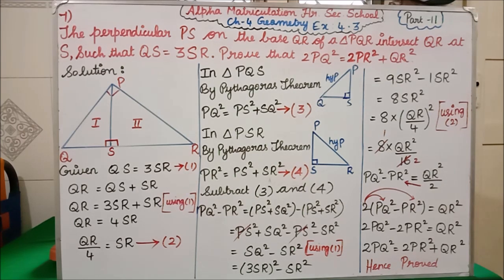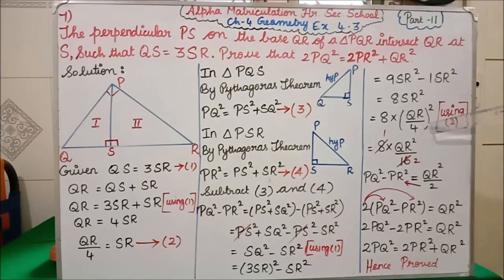If you square 3, what do we get? 9SR square minus, here nothing is there, means 1SR square. So 9 minus 1 is 8SR square. Clear students? Now 8 into, instead of SR what do we have? QR by 4. So I am substituting QR by 4 for SR. Using equation 2, what we have marked, SR equals QR by 4. The next step, 8 into this QR, if you square it what will we get?